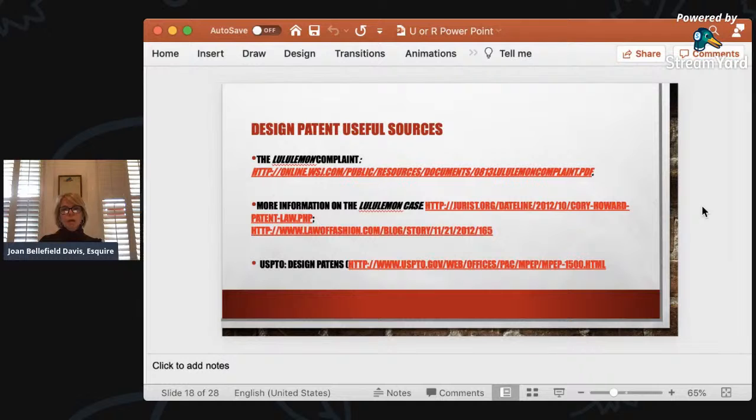Okay, I do have some useful resources here. If you want to look up the complaint, you can jot these down. These all give you more information on the patent cases that deal with fashion law. I'm going to leave that there just for a second.